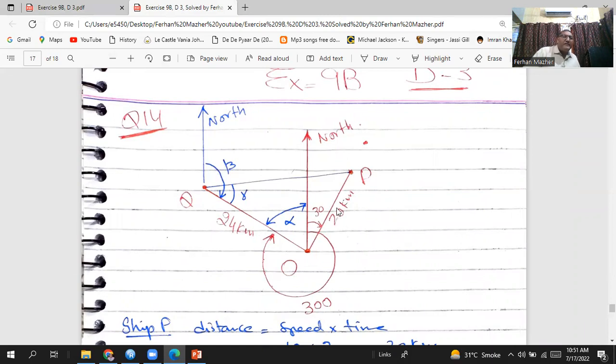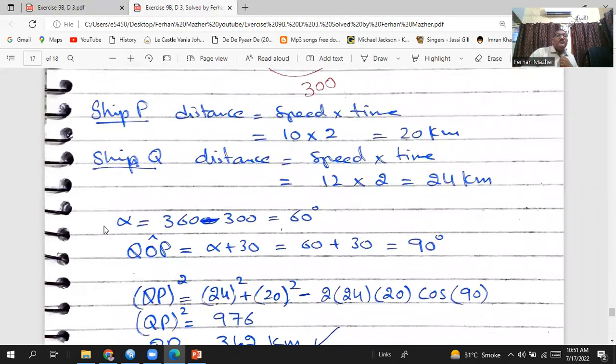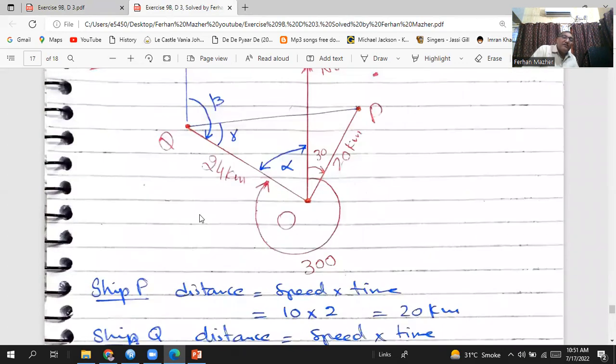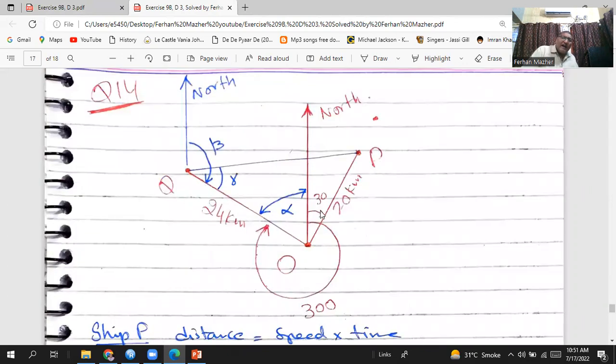Okay, so you see, I can find this angle alpha. This angle alpha will be 360 minus 300. So once I know this angle, then I will know the whole angle between the PO and the OQ. Okay, so here is my procedure which we have done, and you can see ship P distance will be 10 multiplied by 2, that will be 20 kilometers. Ship Q distance traveled will be 12 multiplied by 2, and that will be 24 kilometers. Angle alpha will be 360 minus 300, that's 60. So that whole angle QOP will be 60 plus 30, so that will be 90. So I know this side, I know this side, I know this whole angle. So very easily I can find the PQ distance.